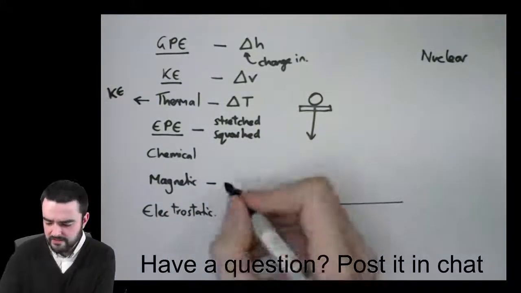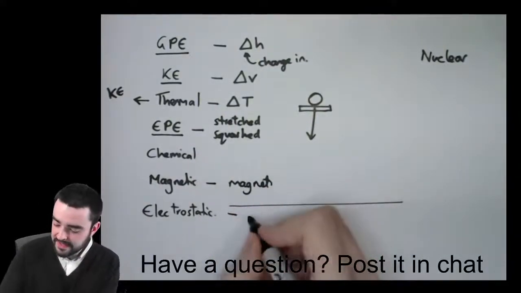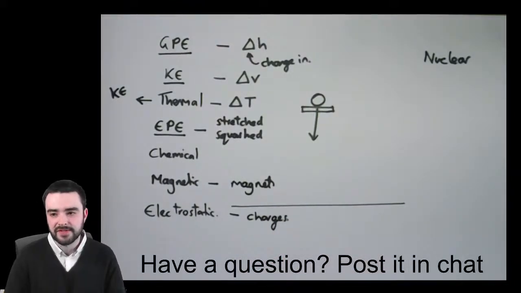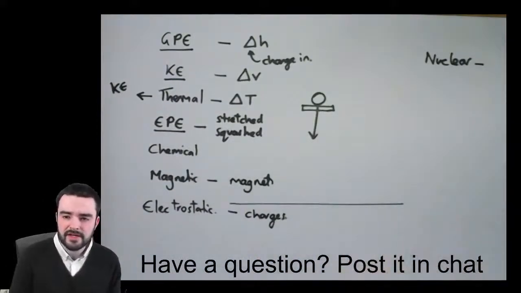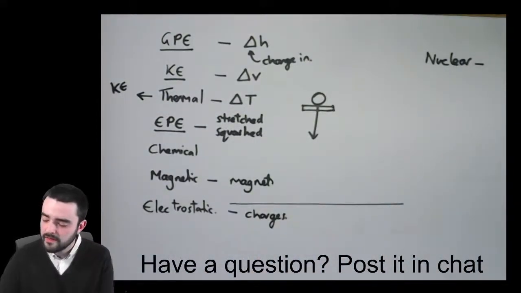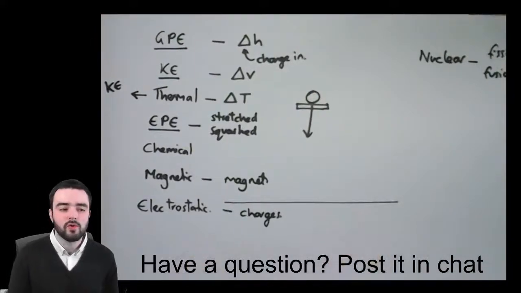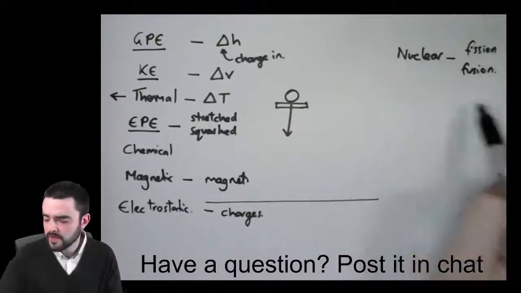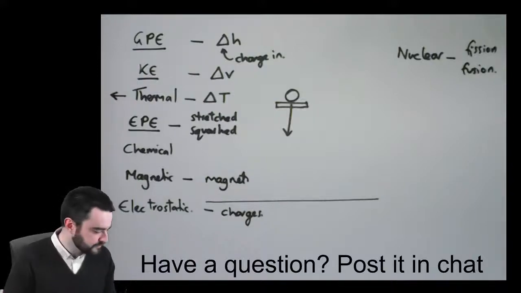Magnetic, well, if there's a magnet involved. And then electrostatic, this is if charges are involved. So sort of charged particles, so we're thinking static electricity, that kind of thing. Nuclear, well, this one I've put over to one side because this is really to do with the idea of fission and fusion. There is energy stored within the very structure of atoms itself, but this one gets more looked into in a different type of topic.